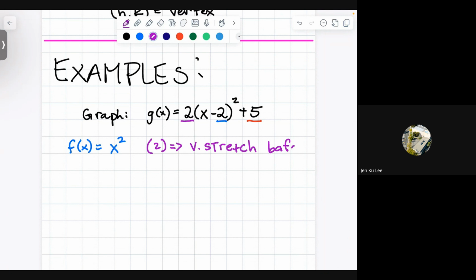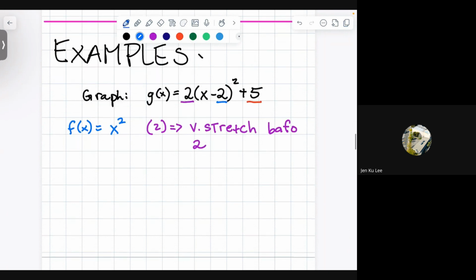BAFO, meaning by a factor of 2. Okay. What does this blue 2 do? I'll give you guys a second to think about that. And now hopefully you guys said, I'm going to shift this. I'll write it out. Shift 2 units to the right.